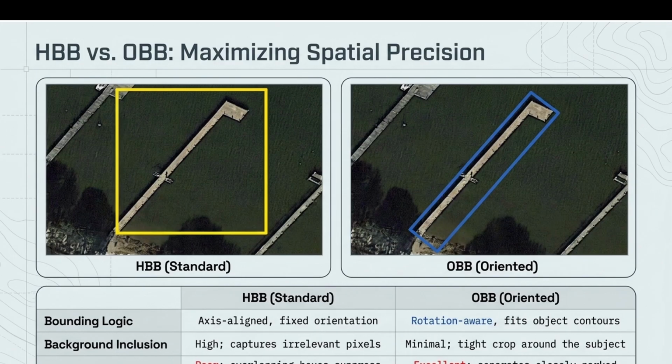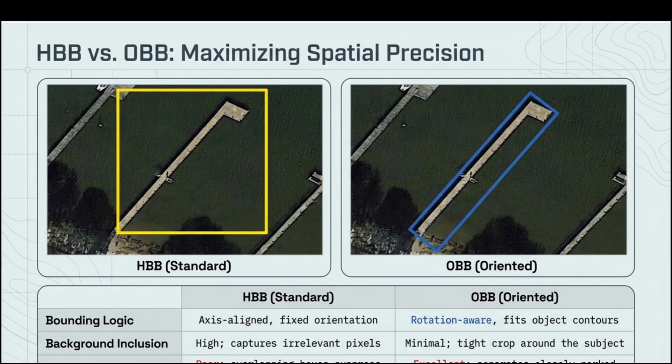If you check this example, this is one kind of format, the SBB, and another is the OBB, the oriented box. This is the SBB standard. For maximum spatial precision, when I apply the OBB model, we find more precision, and it easily captures the object.